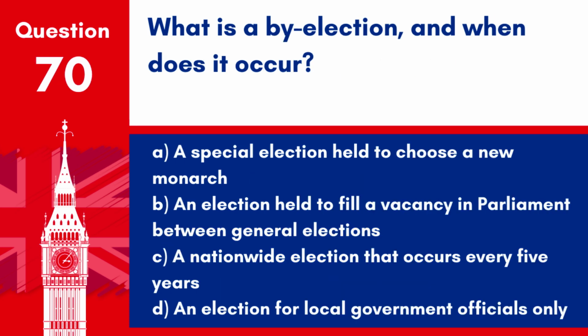Question 70. What is a by-election and when does it occur? A. A special election held to choose a new monarch. B. An election held to fill a vacancy in Parliament between general elections. C. A nationwide election that occurs every 5 years. D. An election for local government officials only.